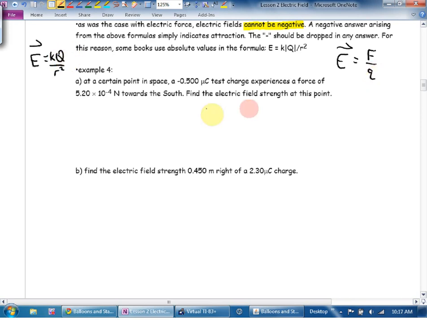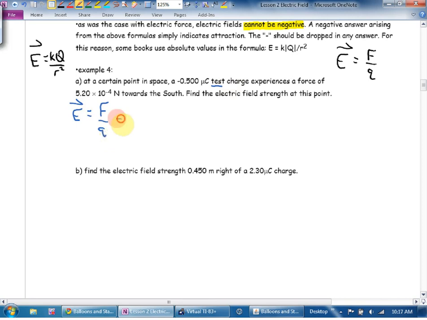Read this question again. Are we talking about this charge here? Is it the big planetary charge or is it the tiny satellite charge? Your hint is that word there. A test charge is a tiny charge placed at that location. It's the satellite charge. For me to find the electric field, I'm going to use E equals F over Q. My other hint is they gave me the force in this question. See it?